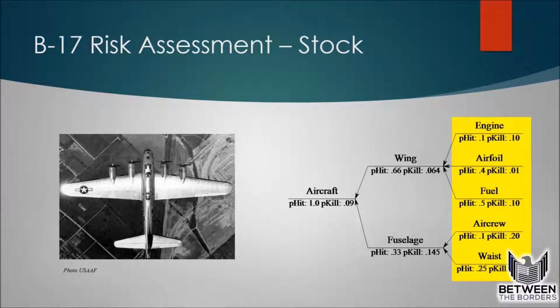But here's where we first took a look at the actual probabilities of a kill. Now, if you multiply the probability of kill by the probability of a hit, you get the probability that any given round in that area is going to cause you a kill.